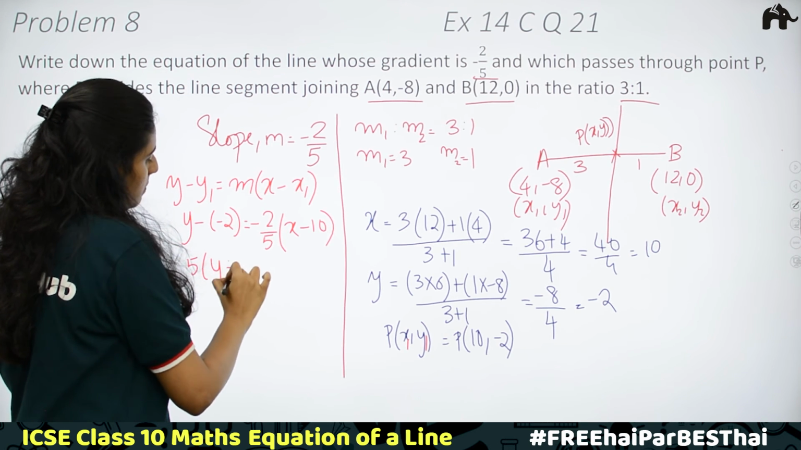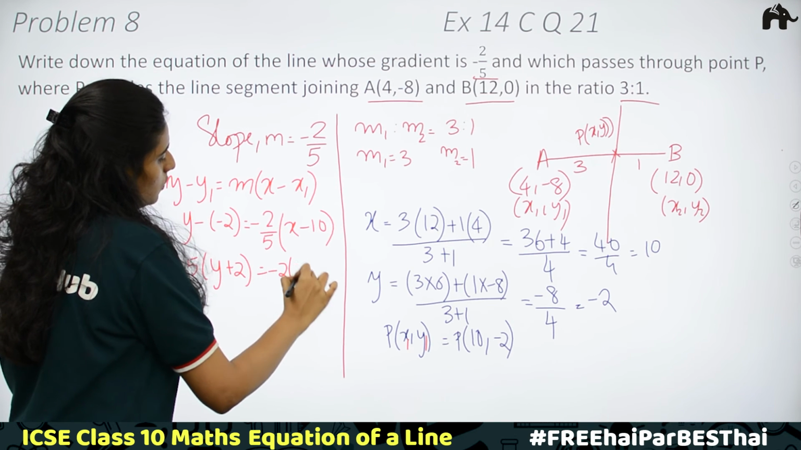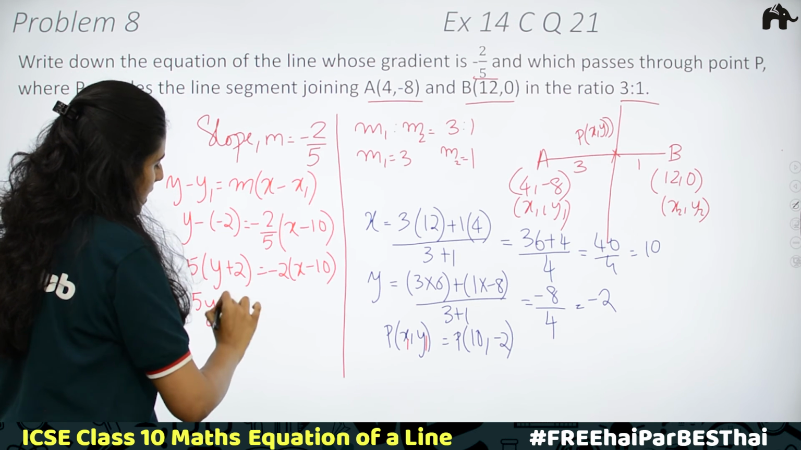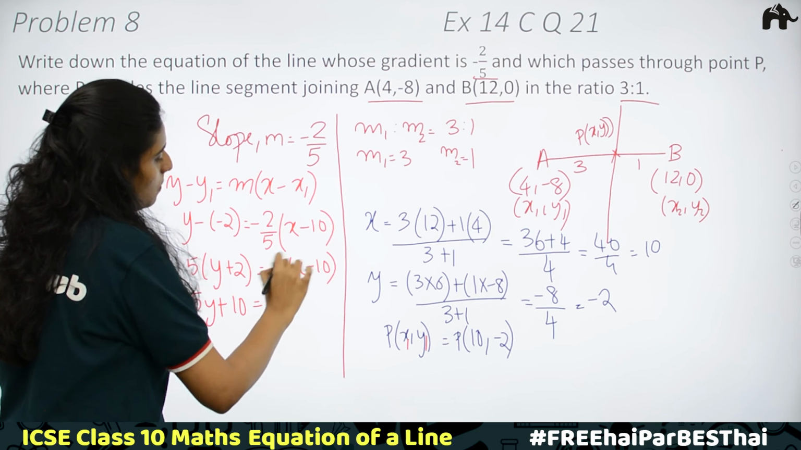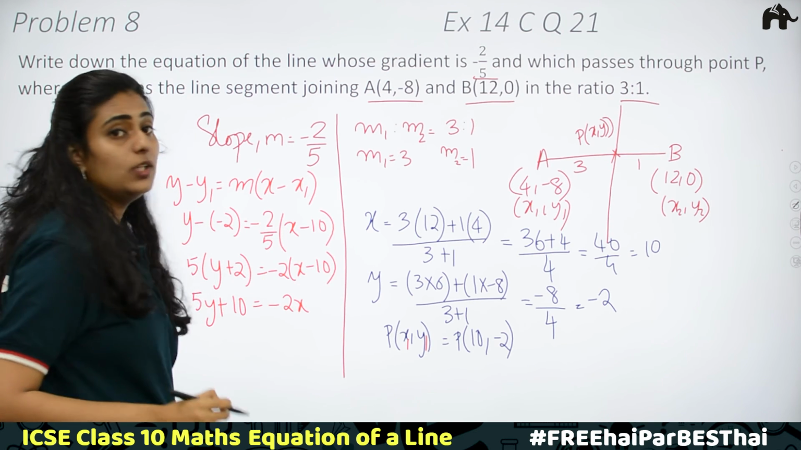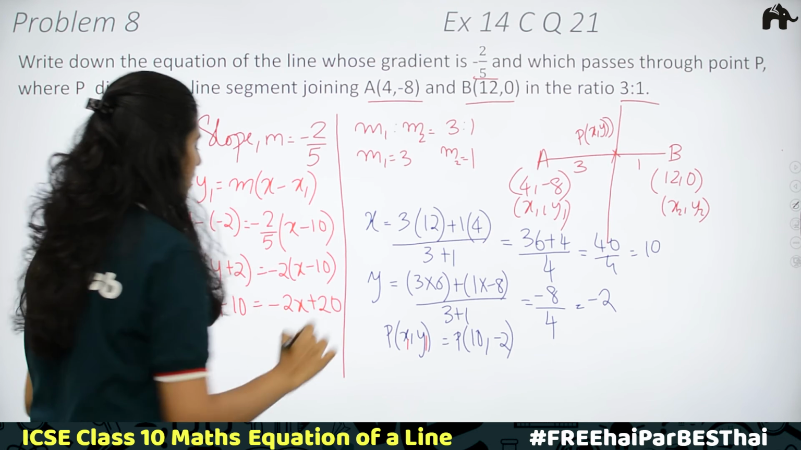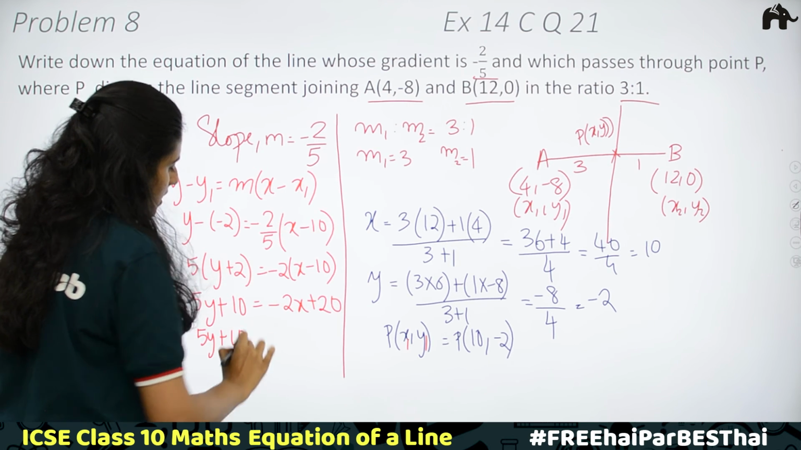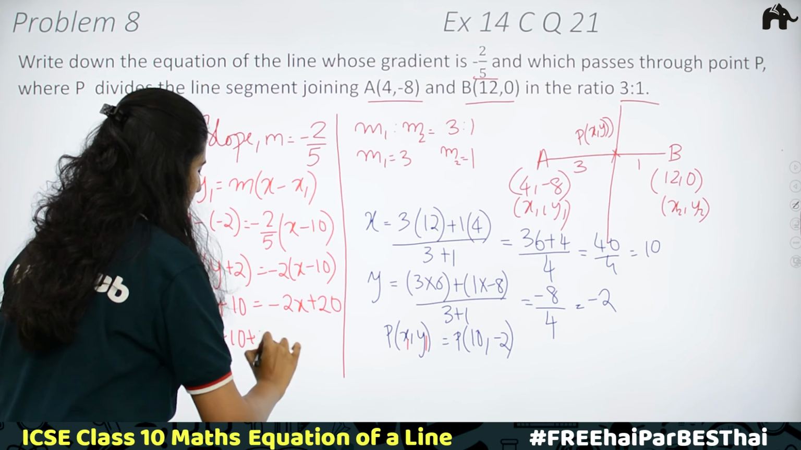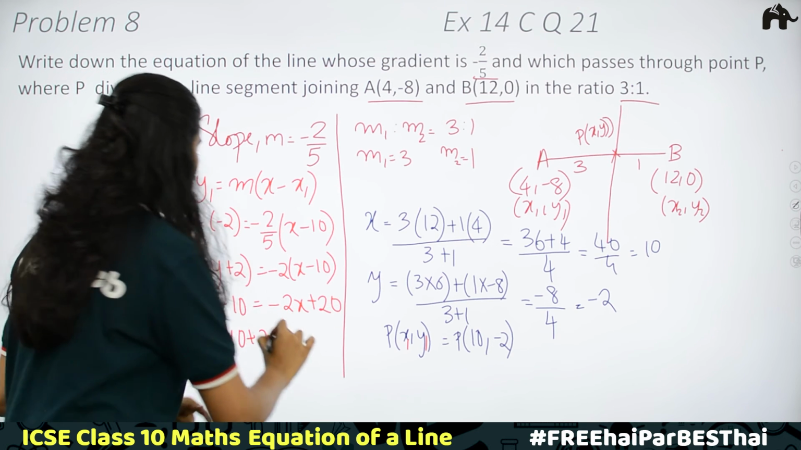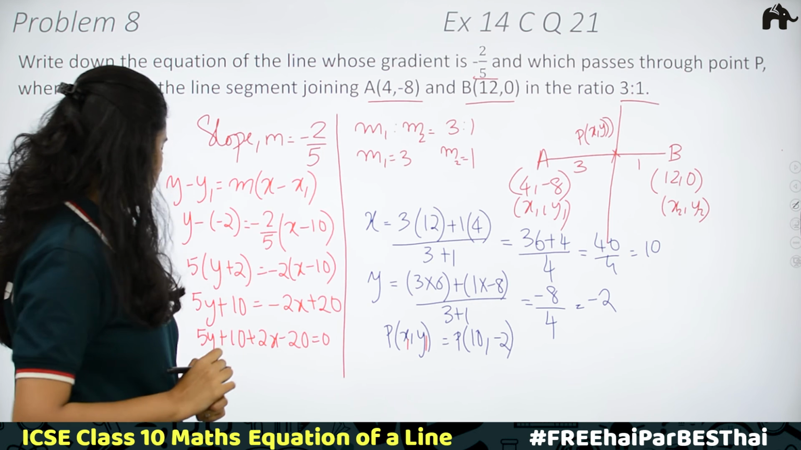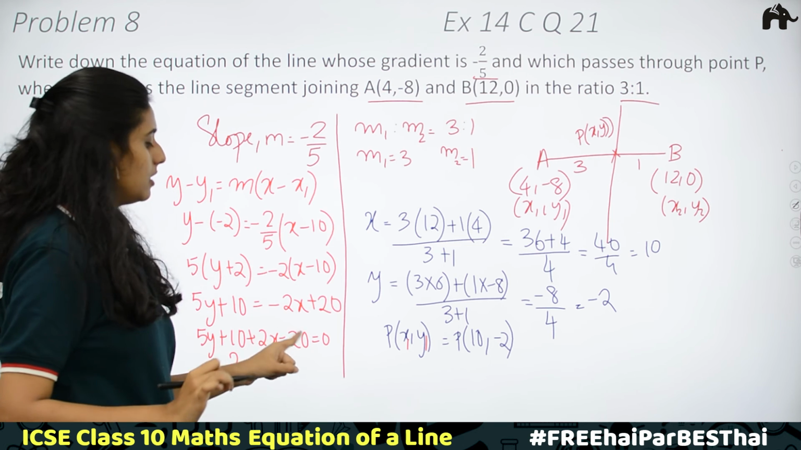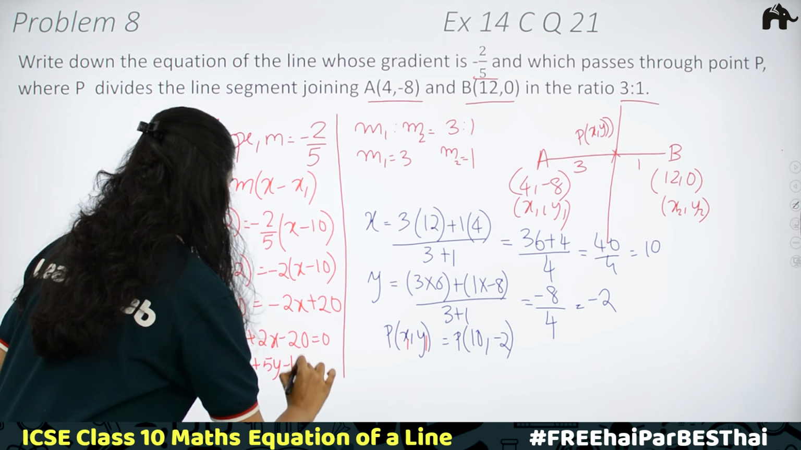5 into y plus 2 is equal to minus 2 into x minus 10. Removing the brackets and multiplying, we get 5y plus 5 into 2, 10, is equal to minus 2 into x, minus 2x. Minus 2 into minus 10 is plus 20. Taking these terms to the opposite side, we get 5y plus 10, minus 2x becomes plus 2x, and plus 20 becomes minus 20, is equal to 0. That is the final equation: 2x plus 5y, 10 minus 20 is minus 10, is equal to 0.